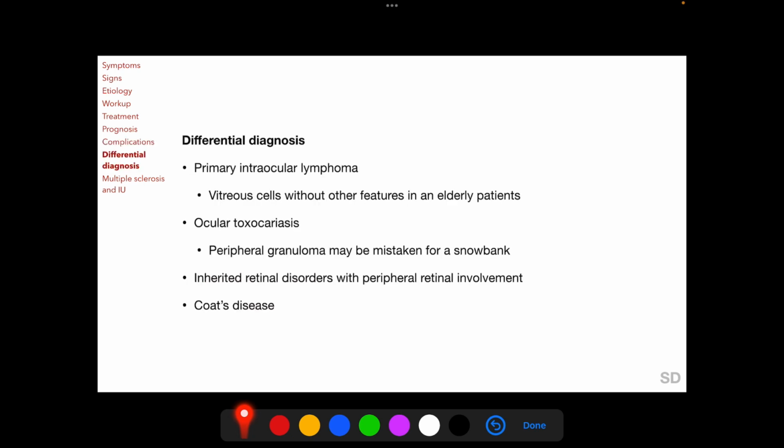Differential diagnosis of intermediate uveitis includes primary intraocular lymphoma, in which we find vitreous cells without other features in an elderly patient. Ocular toxocariasis may present with a peripheral granuloma and can be mistaken for a snowbank. There are certain inherited retinal disorders with peripheral retinal involvement simulating snowbanks, and Coats disease can also mimic intermediate uveitis.